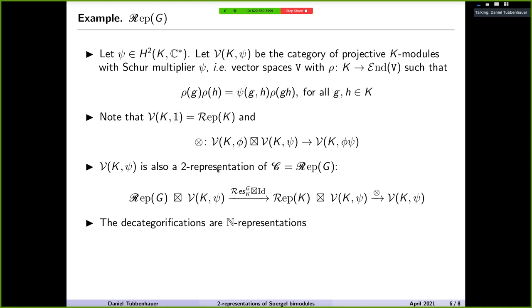And you can make sense of a 2-representation in this context by twisting the action upstairs. You twist your tensor bar. It's something you just can't see on the decategorified level. Anyway, all of these define you a 2-representation of Rep G, again by some restriction process.